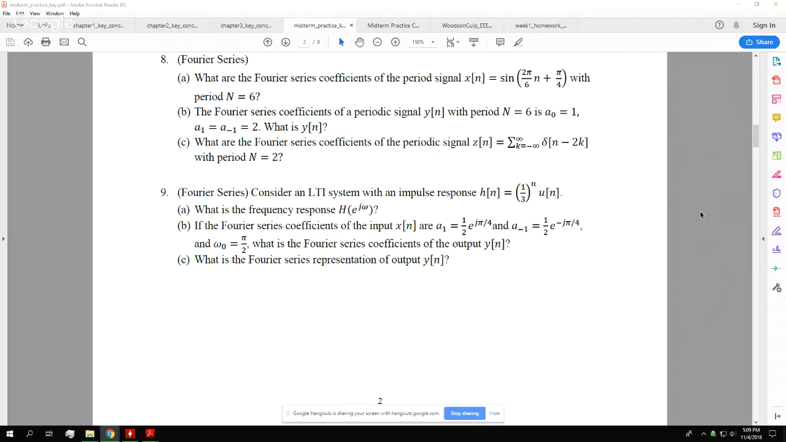Okay, we're going to get into problem 8 now. And this one, again, talks about Fourier series. This question is split into 3 parts. So we're going to start with part A, and then we'll get to part B and part C later.